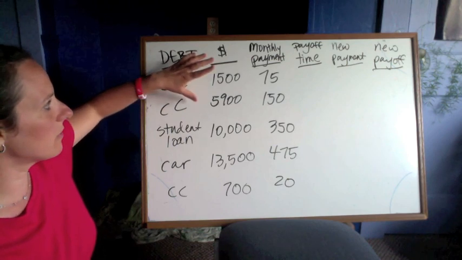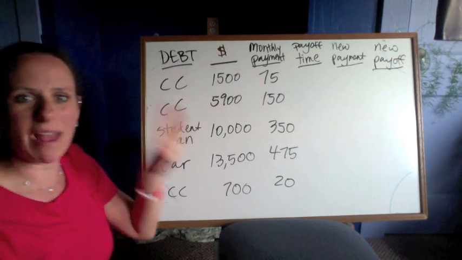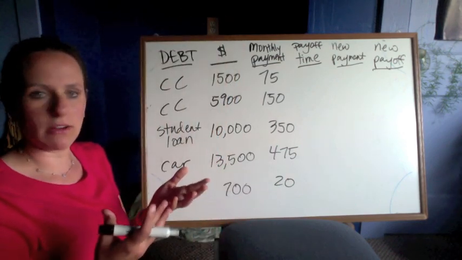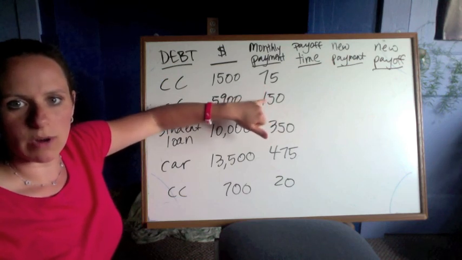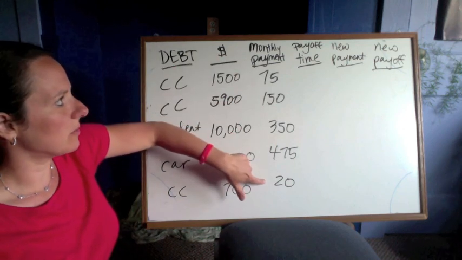Very simple stuff. Third column would be your monthly payment that you have to make right now, the one that's already listed on your statement. So say the minimum monthly payment is $75, you put that there. Whatever the minimum monthly payment is for each debt, you put that in that column.